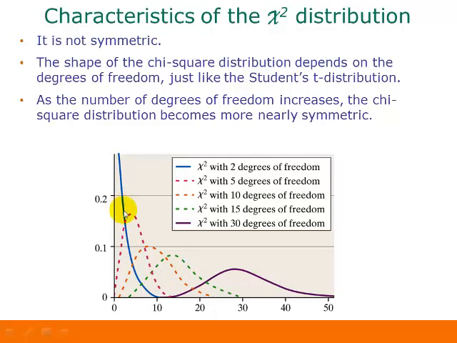So here are some pictures of different chi-square distributions for different values of n. The blue one right here is with only 2 degrees of freedom. The red one is with 5 degrees of freedom. The orange one is with 10. The green one is with 15. And the purple one is with 30. So you can see that as the degrees of freedom gets bigger, the chi-square distribution gets closer to being symmetric, and it also sort of moves over to the right.